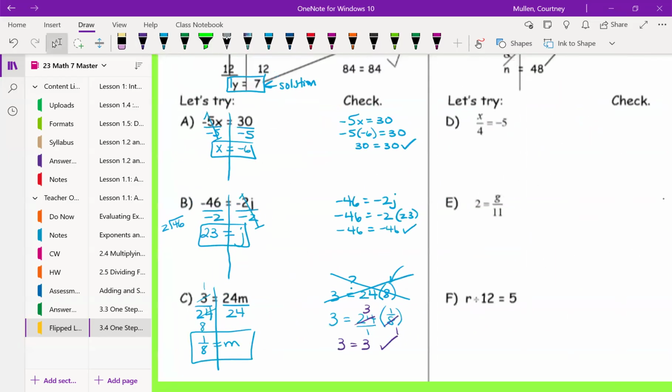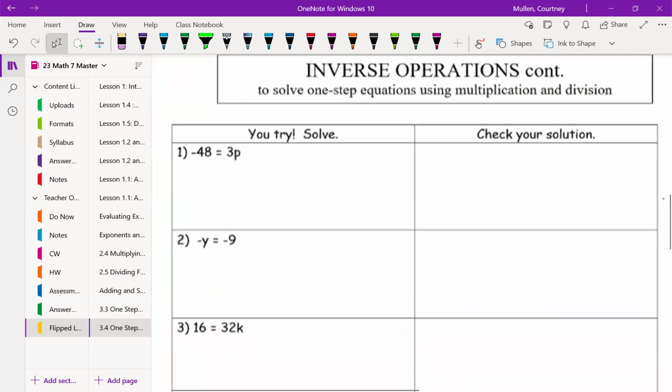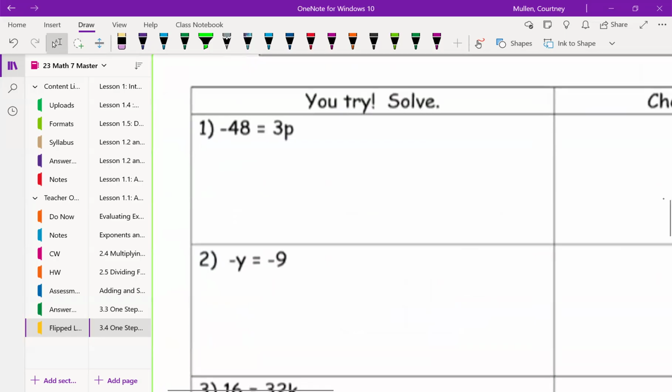Now let's take a look at the second page. So flip over. Let's take a look at some practice problems together. Number 1, what would you have to divide by here? Did you say 3? You'd be right.